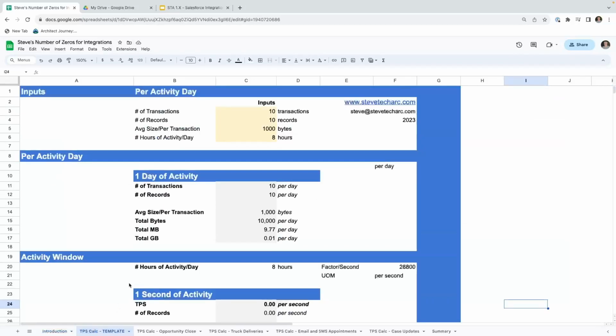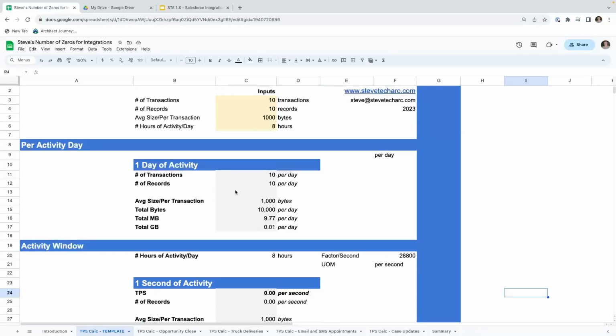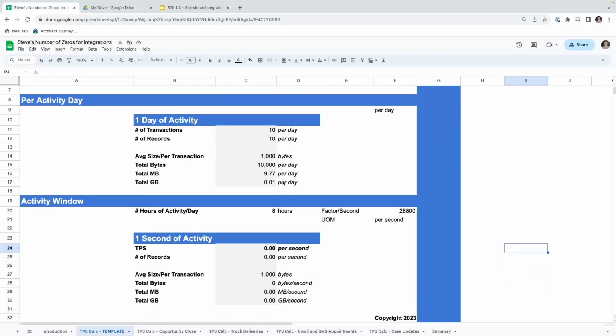Here is a sample template that I put together that I've used in other implementations. So you're going to have inputs: number of transactions, number of records, average size in bytes of the transaction, number of hours. Ultimately, we're going to zero in on a per day activity. How many transactions per day, per records, average byte size, and the number of bytes, megs, and gigs in a day. Then we're going to determine the activity window. Is this going to be for 8 hours of activity, 12 hours of activity, or maybe 3 or 4 hours of activity?